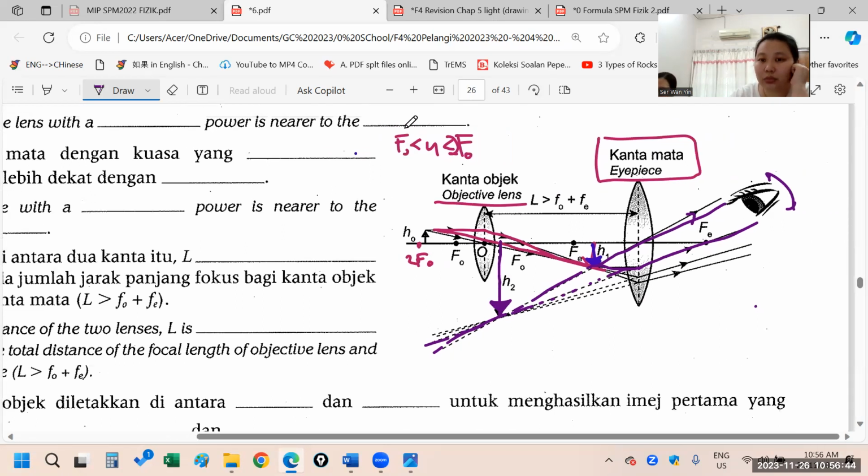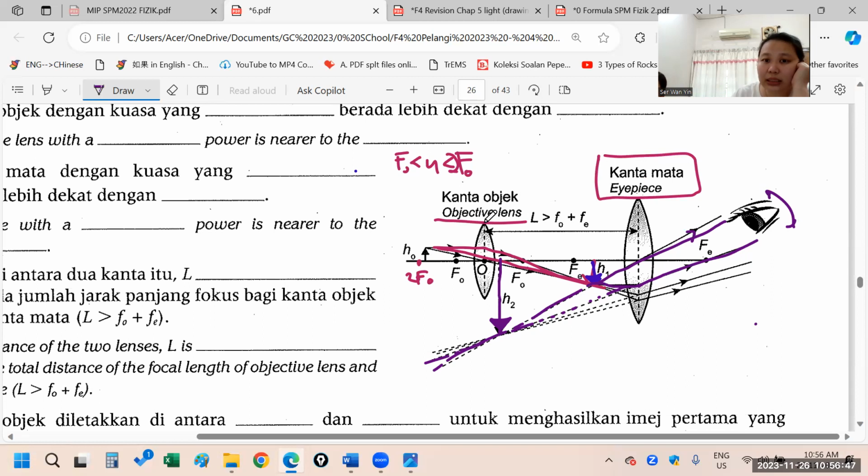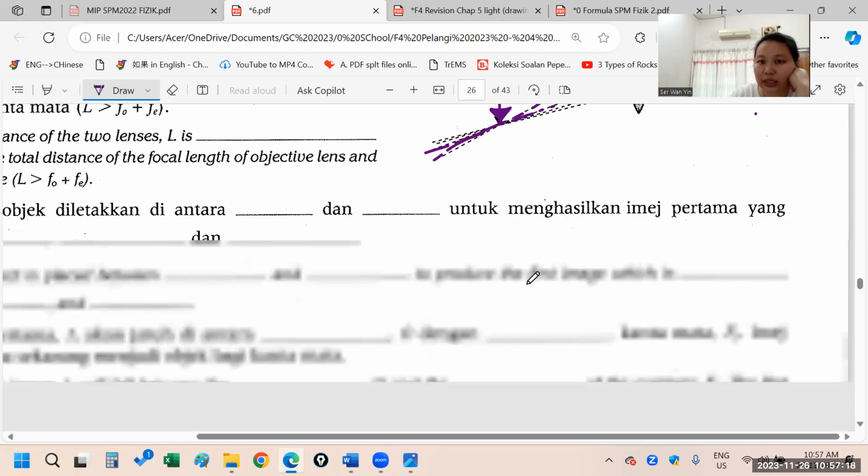Okay, so that's why normally, the distance between the objective lens and eyepiece, for this case, we say L. L is bigger than FO, the focal length of the objective lens, plus FE, the focal length of the eyepiece. Okay. Now, next.